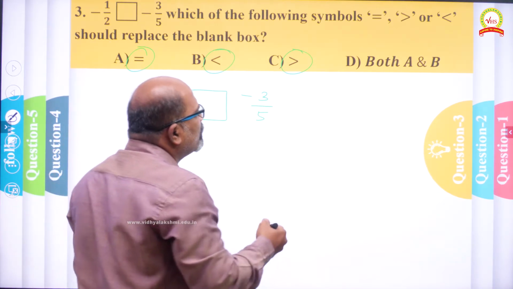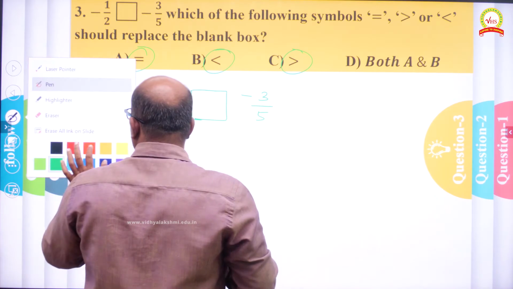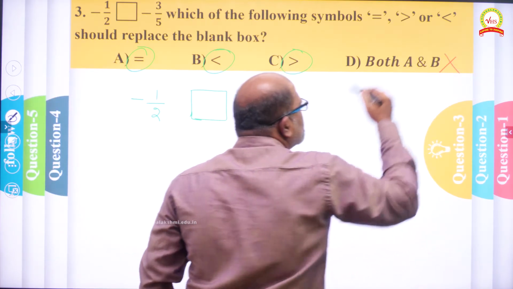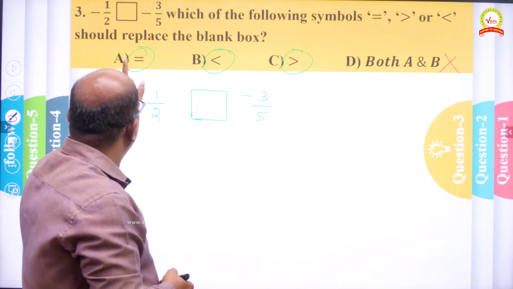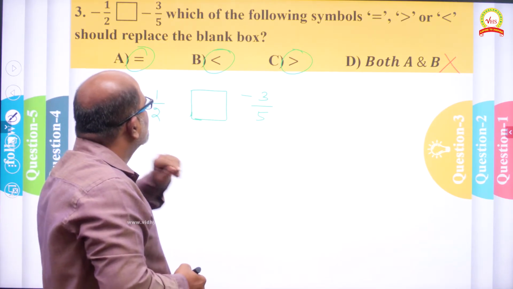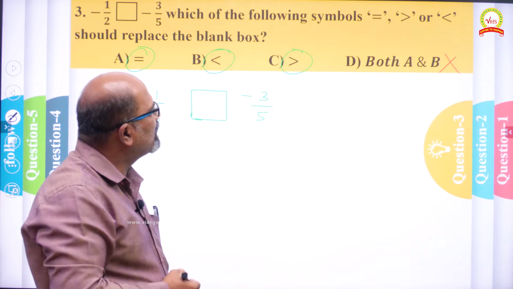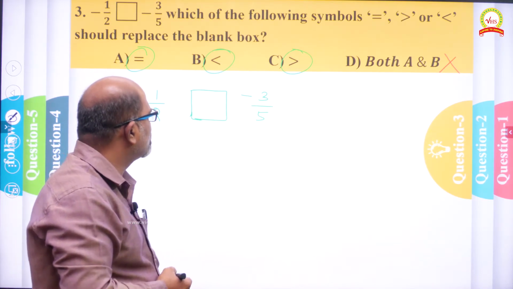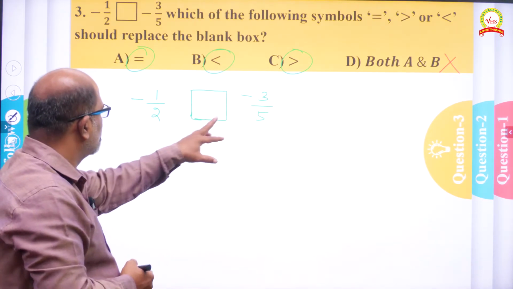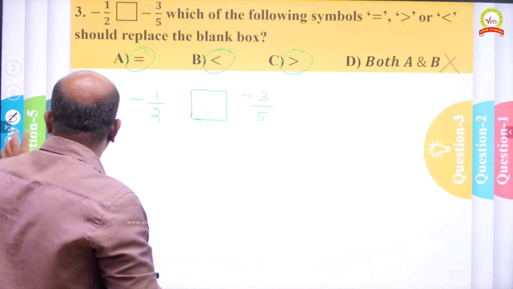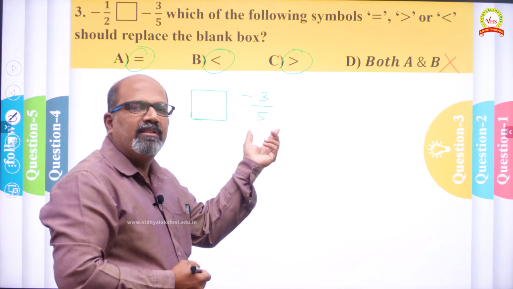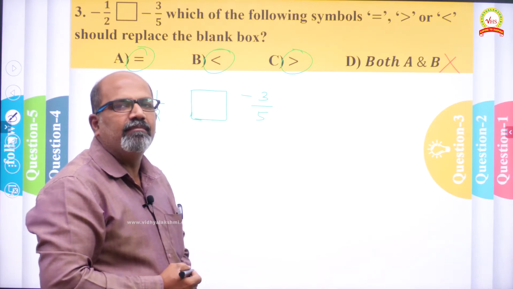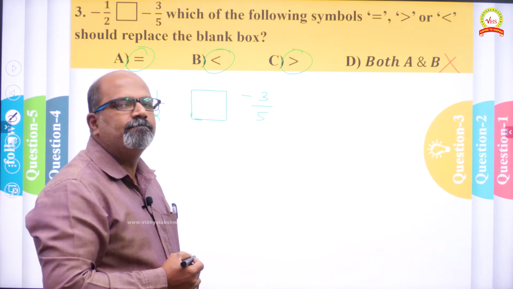Both A and B, I tell you that definitely we have to ignore this option, because at the same place we cannot put an equal to sign and also a less than sign. So definitely option D is not going to be the answer, but we have to compare these two. For comparison, what do we have to do? We have to compare this rational number minus 1 by 2 with this other rational number minus 3 by 5. How do we compare?